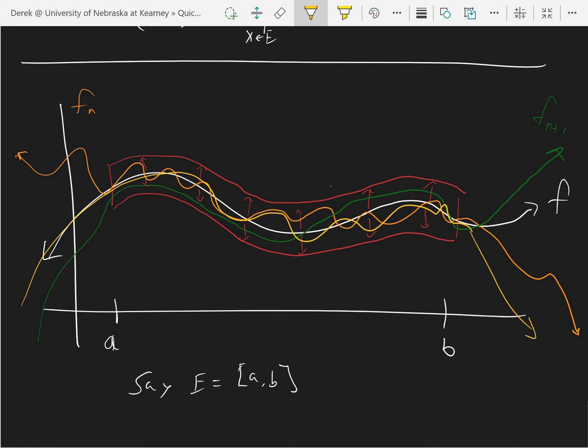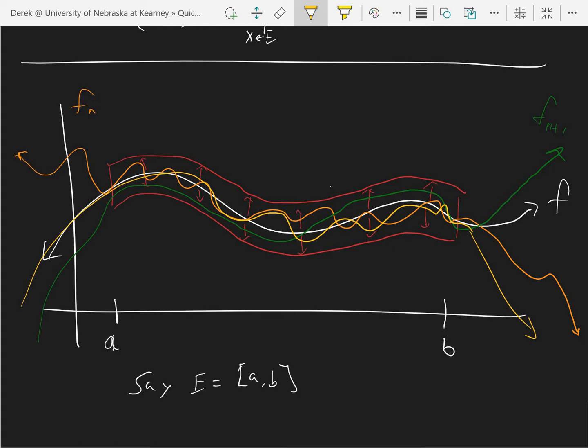Okay, so as long as this is true, no matter what epsilon I pick, and if I shrink that red envelope down, I just have to go farther out in the sequence, and I still get these wiggly functions inside that envelope. The farther I go out in the sequence, the closer they are, the smaller that envelope around the function is, and the tighter those functions in the sequence have to be to f.